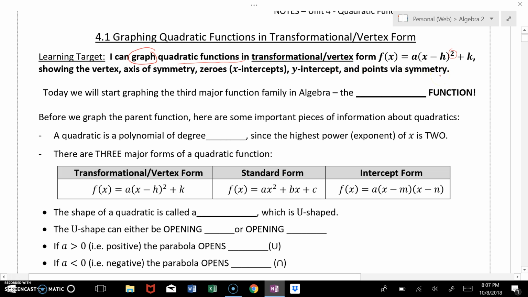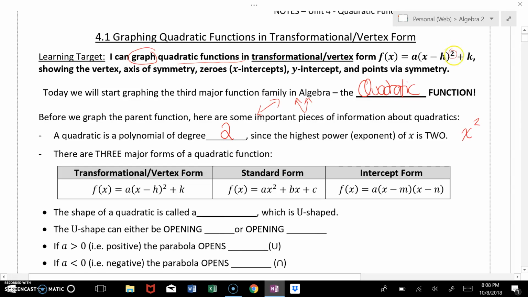Okay, so this is our third major function family. We've done linear before, we've got absolute value, which we've just finished, and now we're going to talk about quadratic functions. Before we graph the parent function, there's some important pieces of information we've got to learn about quadratics. A quadratic is a polynomial of degree 2, since the highest power, or the exponent of x, is 2. Basically, you'll be seeing x squared.